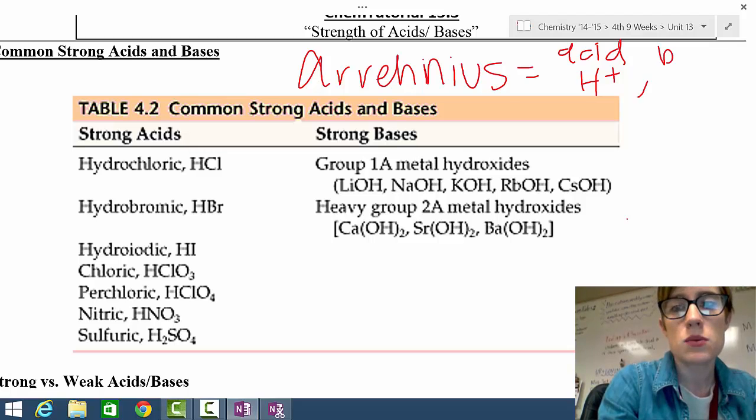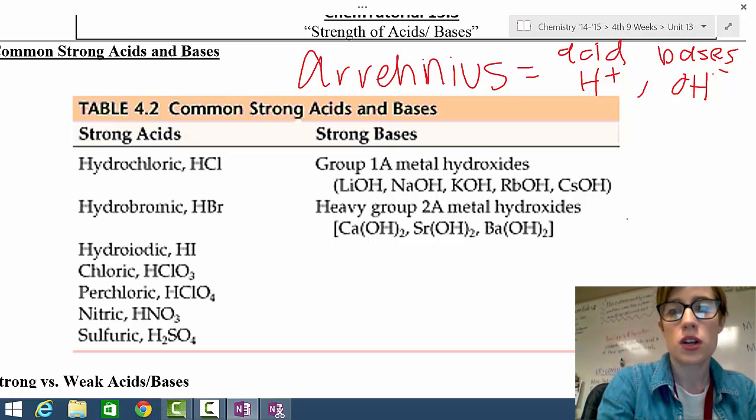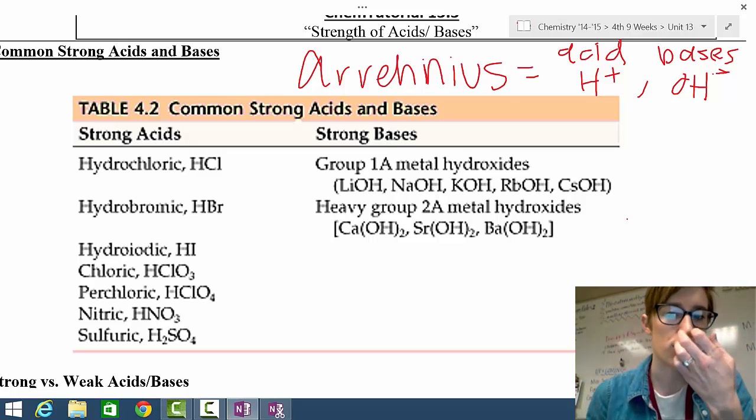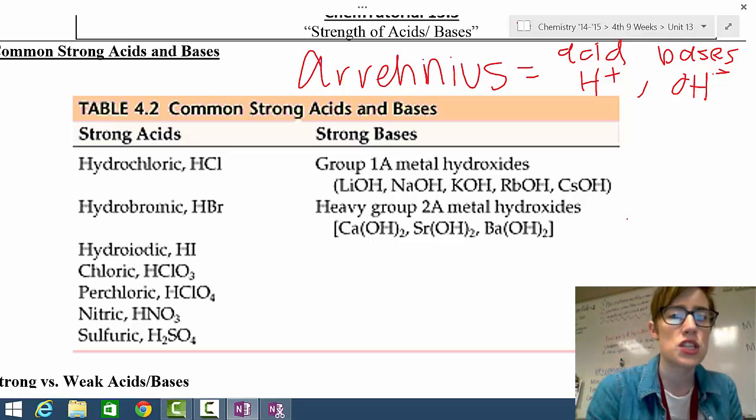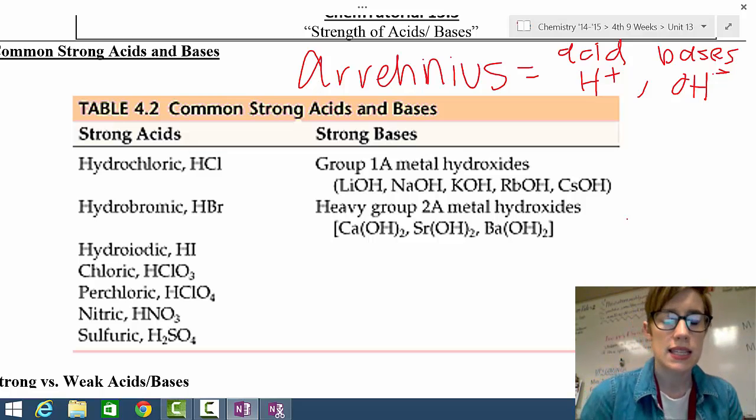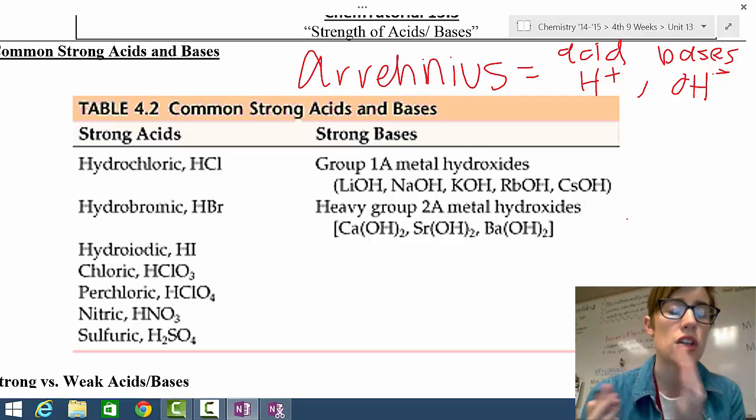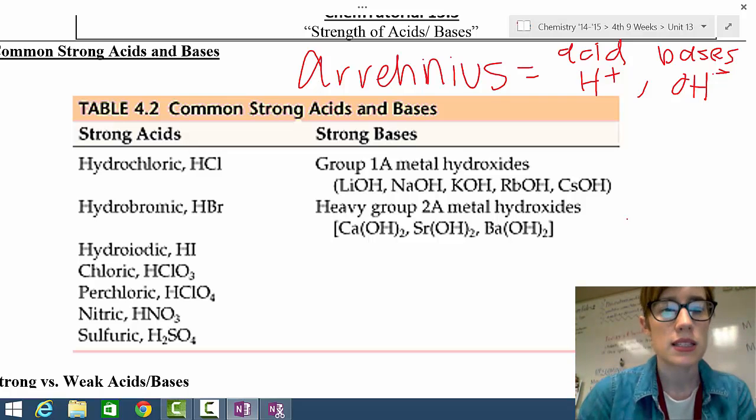And then bases, we said that they produce OH- ions in water, which means they have to have that OH- in their formula. So right now I'm just going to be talking about Arrhenius acids and bases. All the ones that we're going to look at, at least in this video, are going to be Arrhenius.